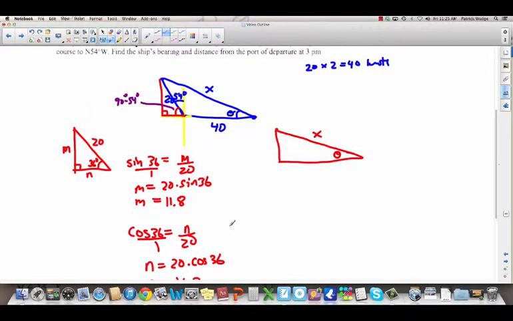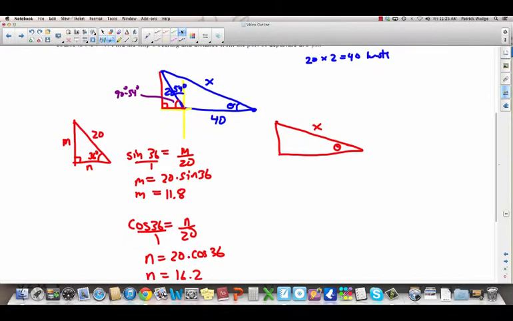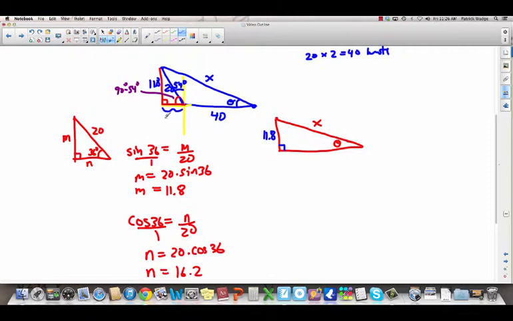Alright, so let's go back and see what we figured out. We have figured out that this distance from here to here, that's M, is 11.8. And you can write that right here, because that's on the same triangle, the whole big triangle, right? This is the big triangle. By the way, you know this is a right angle. And now we want to figure out this whole bottom piece. Well, we know this bit in here is 16.2. And we know this bit here is 40, so the bit down here is going to be 16.2 plus 40, which is 56.2. Great, now we're getting somewhere.